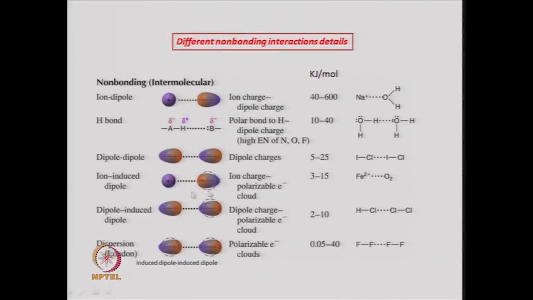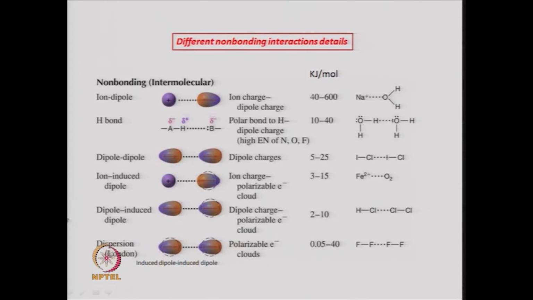Then you can have ion and induced dipole. For example, the oxygen molecule does not have a dipole, so there is an induced dipole because of the positive charge, and the electron cloud will shift. So you have an interaction between an ion and the induced dipole on oxygen, and this interaction is much weaker, of the order of 3 to 15 kilojoule per mole.